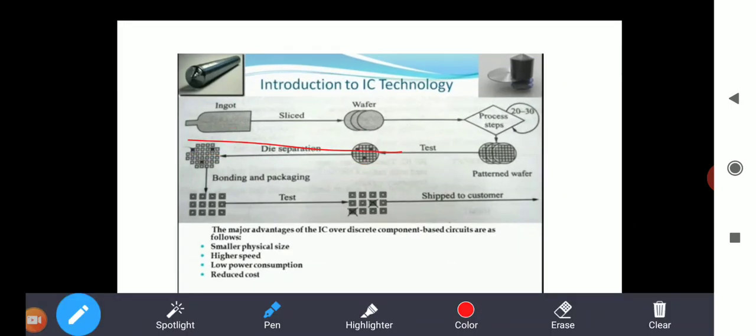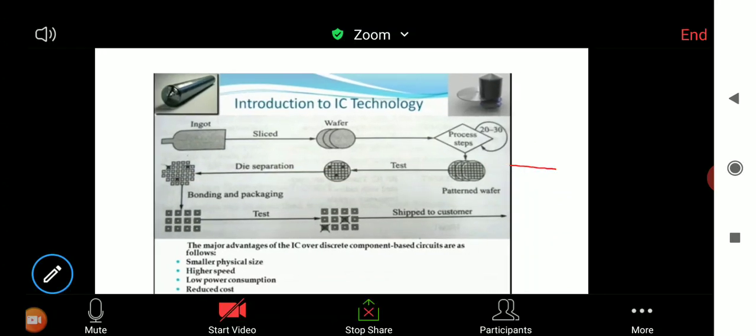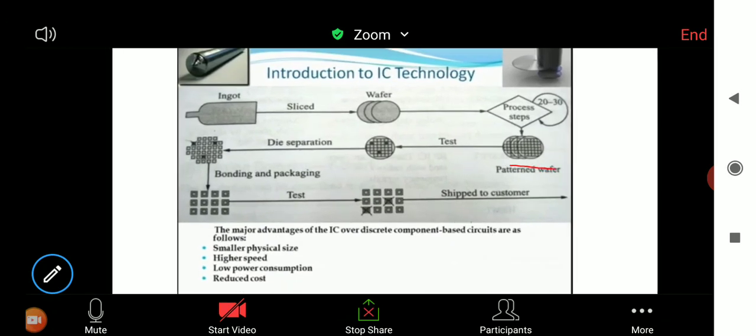Now, how these ICs are fabricated, we will see.